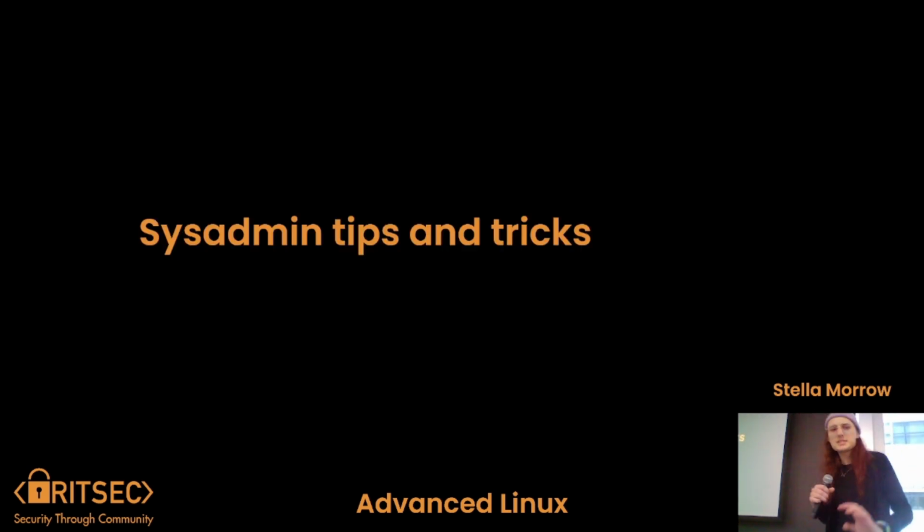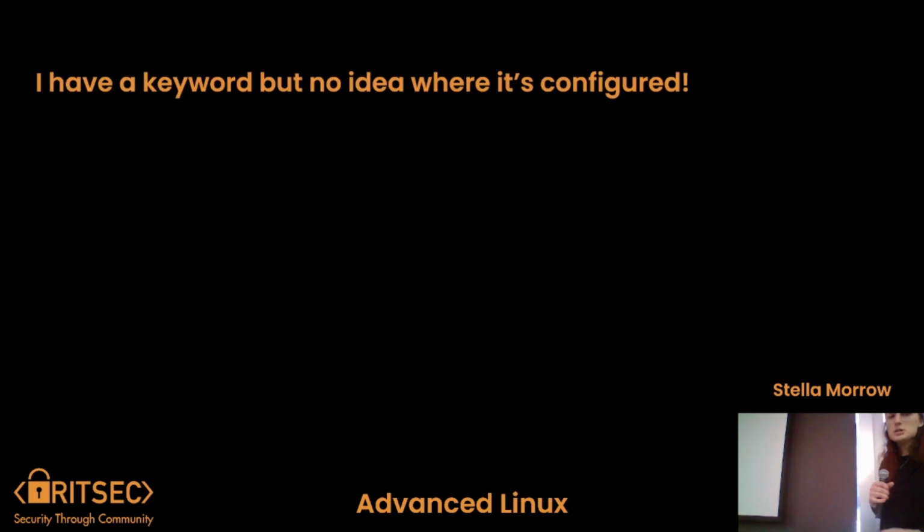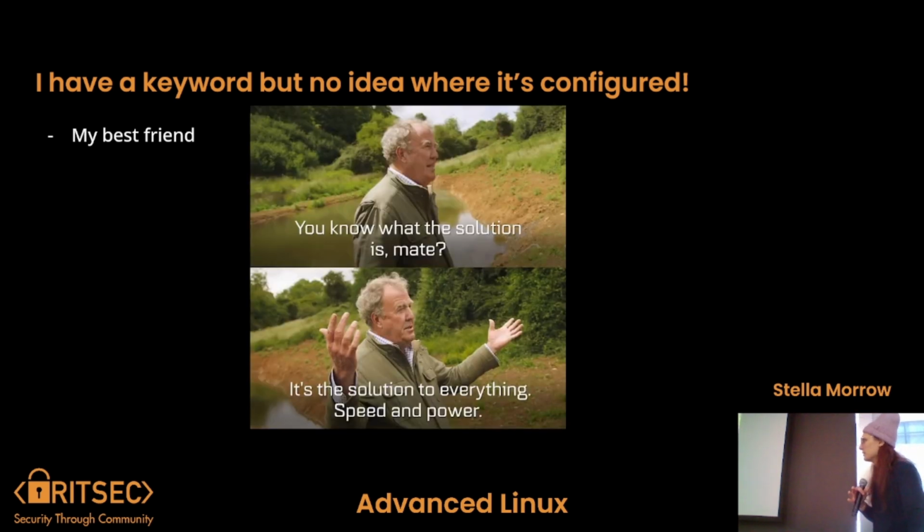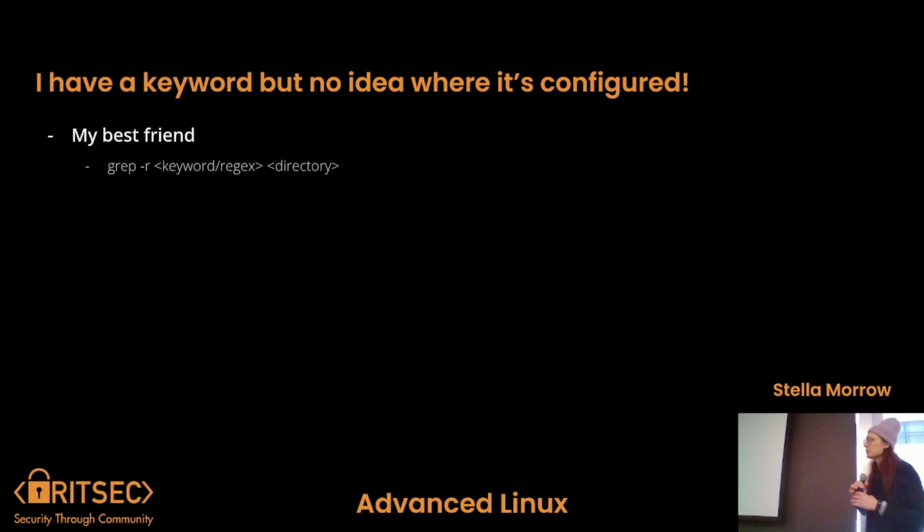Now, some quick tips and tricks that are very useful. You have a keyword for a thing that is configured somewhere, but you don't know where it is. You have my best friend: grep, specifically grep -r. grep is a general regular expression program. If you know regular expressions, good. If not, just think keyword. Don't get complicated, just put a word in there. You use -i for case insensitive as well.